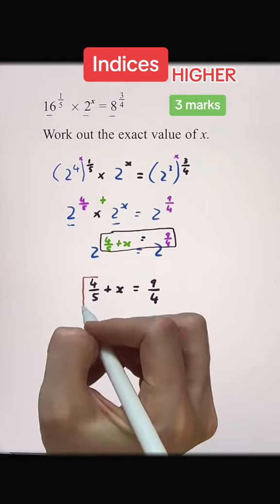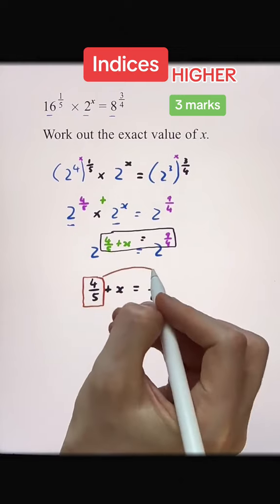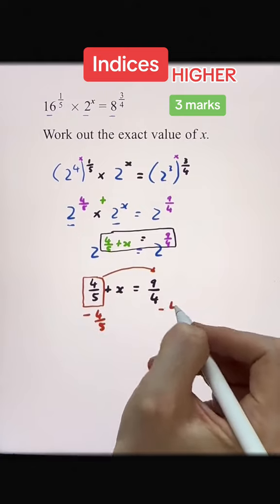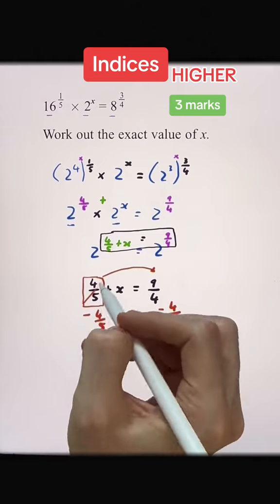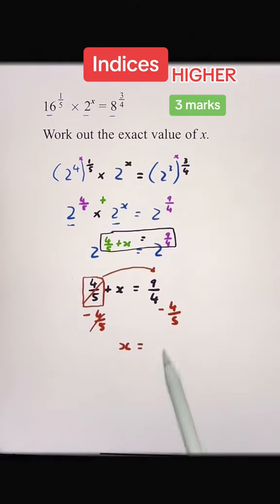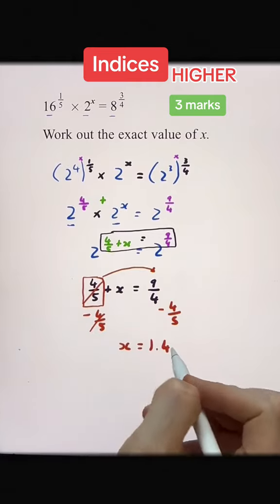I know the opposite of add 4/5 is to subtract 4/5 from both sides. If I subtract 4/5 from both sides, on the left-hand side, I know 4/5 subtract 4/5 will cancel. That will leave us with x, exactly what I wanted. On the right-hand side, 9/4 subtract 4/5 gives us 1.45 as a decimal.